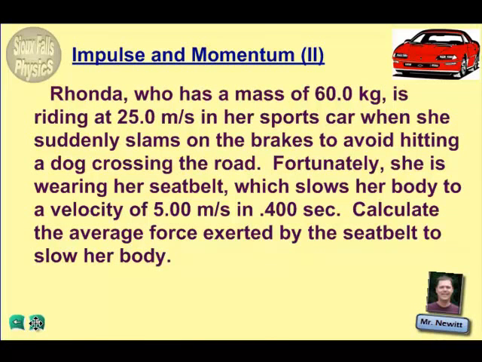This time Rhonda, who has a mass of 60 kilograms, is riding at 25 meters per second in her very fast sports car. She suddenly has to slam on the brakes to avoid hitting an innocent dog crossing the road. Fortunately, she is wearing her seatbelt, and that slows her body down to a velocity of 5 meters per second, and the time to do that is .400 seconds. We want to figure out what the force on her body by the seatbelt is to slow her down.